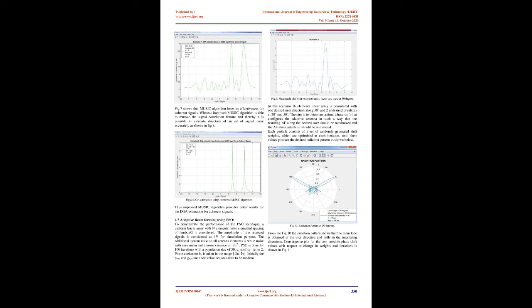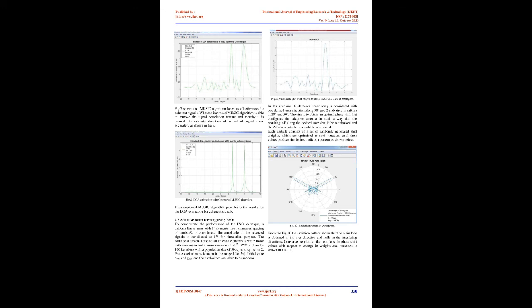4.7. Adaptive beamforming using PSO. To demonstrate the performance of the PSO technique, a uniform linear array with N elements and inter-elemental spacing of λ/2 is considered. The amplitude of the received signals is considered as 1 V for simulation purposes. The additional system noise at all antenna elements is white noise with zero mean and a noise variance of 2. PSO is done for 100 iterations with a population size of 50, c1 and c2 set to 2. The phase excitation β_n is taken in the range [-2π, 2π]. Initially the pbest and gbest and their velocities are taken to be random.